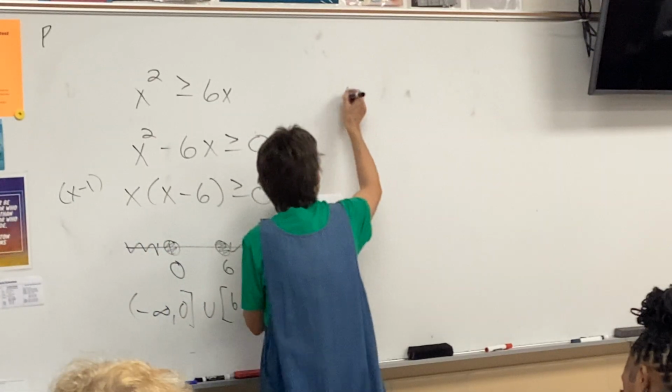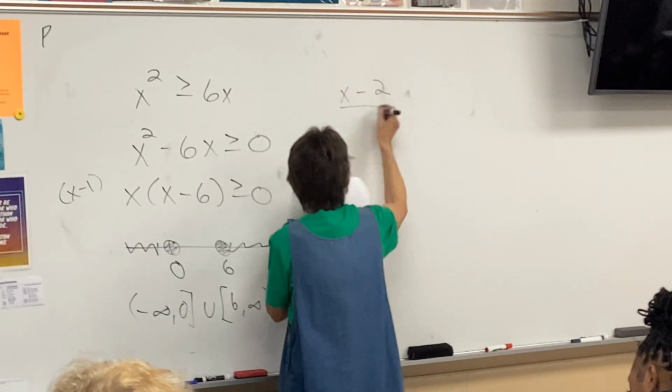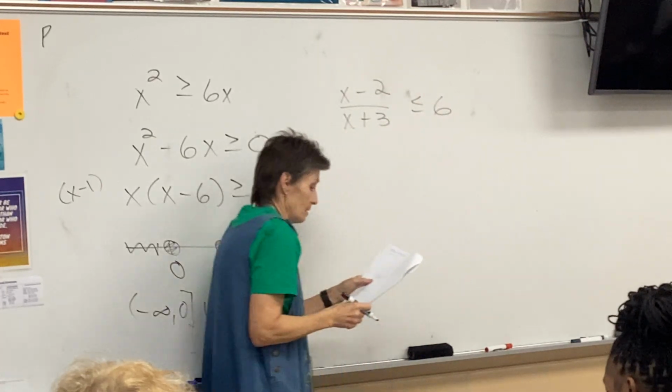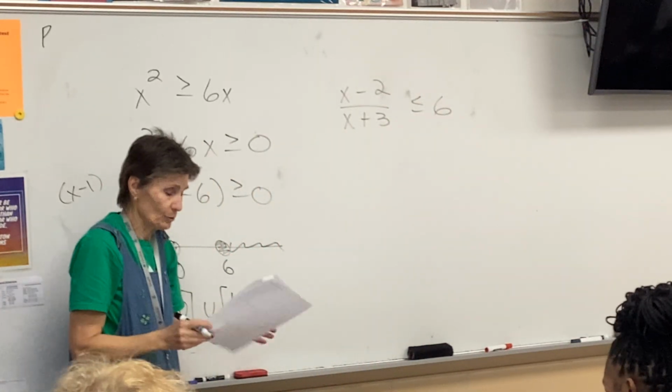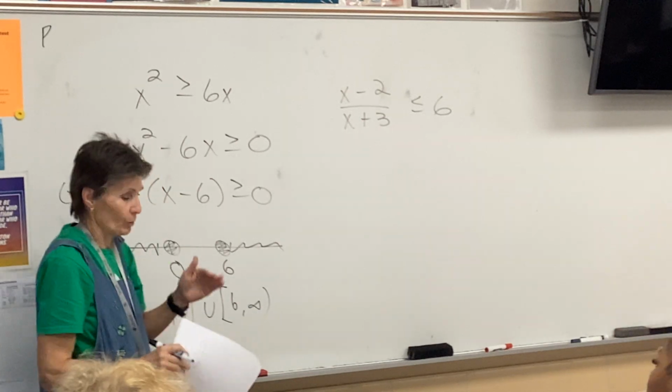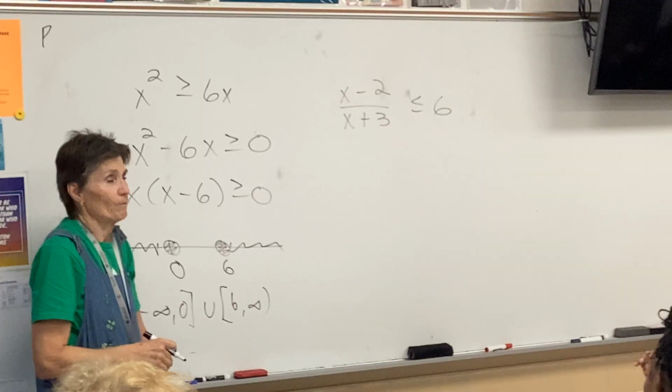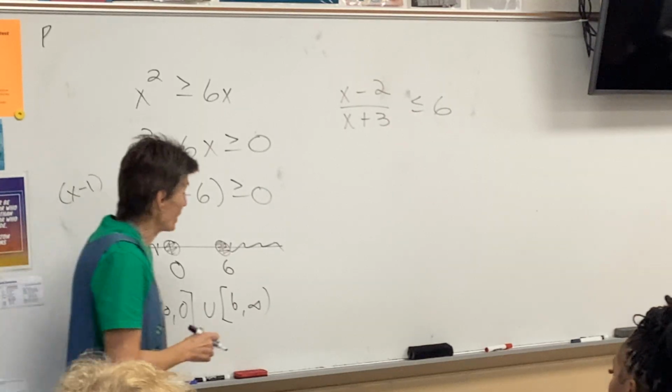Problem B is probably the hardest one on the test, because there's just a lot to do. It's not, hard's not the right word. There's just a lot to do. So what do you think we'll do first? Subtract 6.